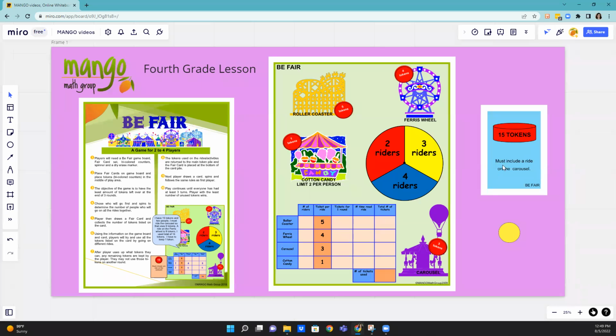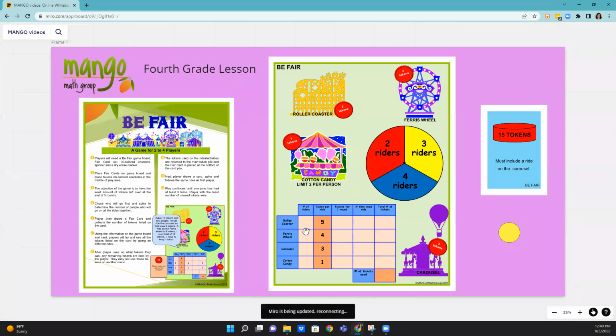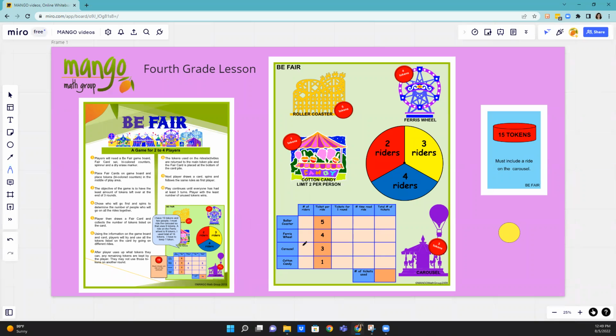So this one said this must include a ride on the carousel. So it means all 3 students have to ride on the carousel. So we see here the number of riders. Excuse me, number of riders is 3. And each of those rides takes 3 tickets. So each child has to give 3 tickets. So the total number of tickets used up is 9.